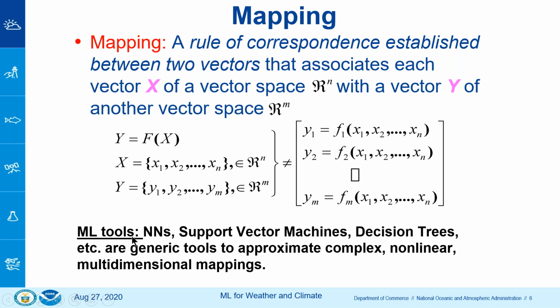On the other hand, machine learning tools such as neural network, support vector machines, decision trees are generic tools to approximate complex nonlinear multidimensional mapping. So there is a match between machine learning tools and applications in numerical weather and climate modeling. Both are mappings.